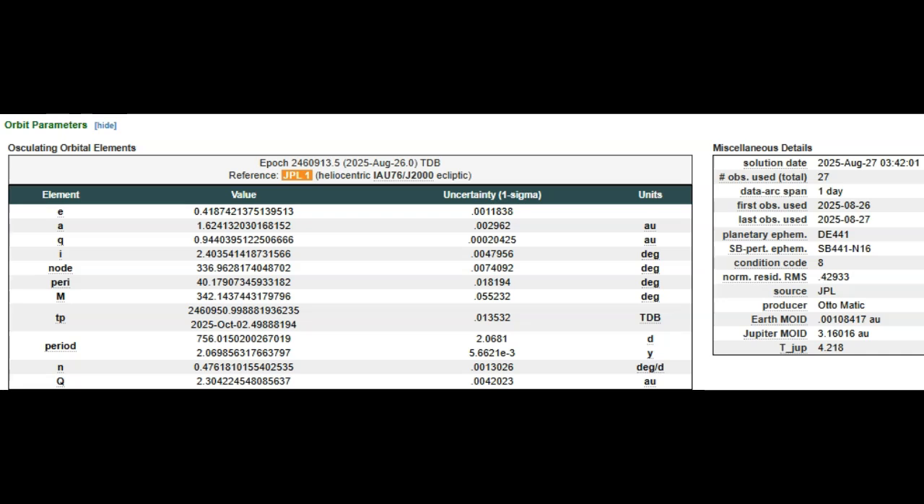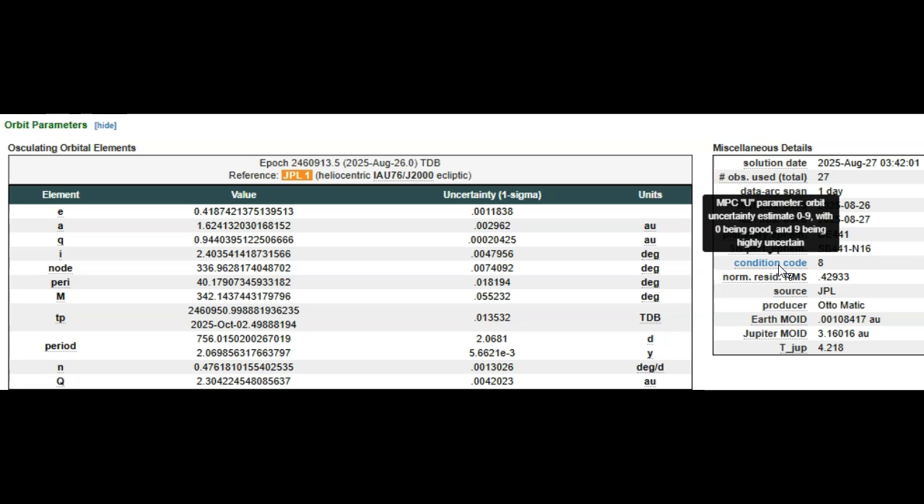All right, taking a look at some orbit parameters here, it looks like they just gave us this information. Solution date here, August 27th, as in today. Total observations, only 27 observations over a one-day period. It was first spotted just yesterday. I don't feel confident at all about this information.